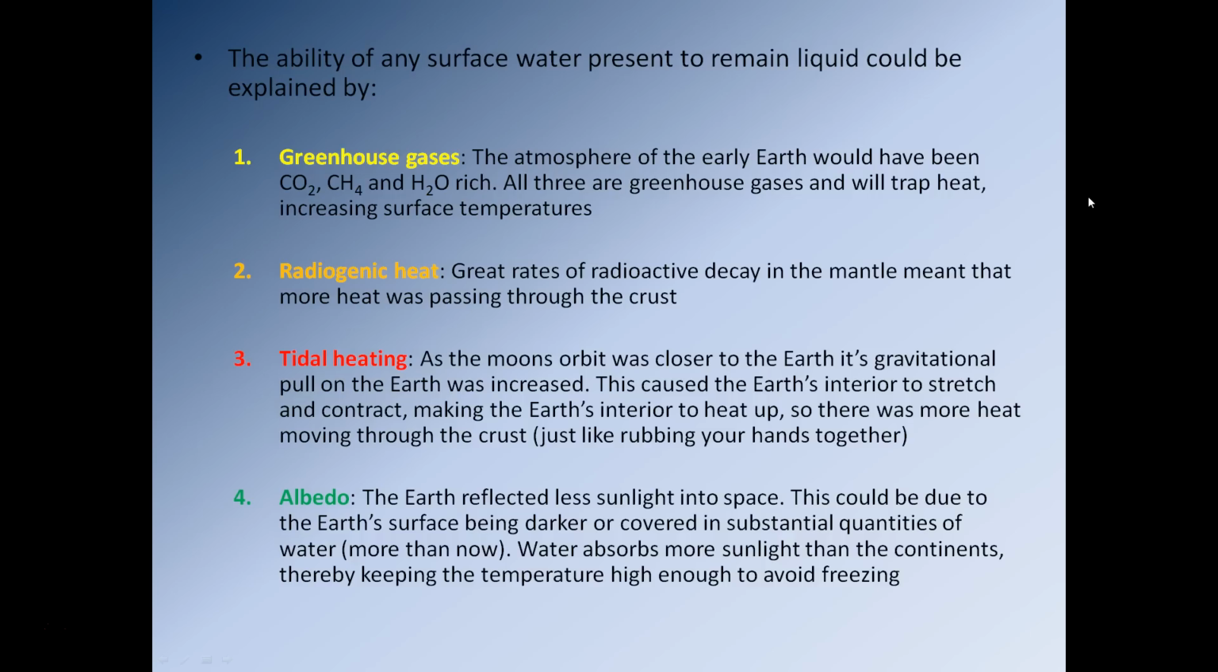We also have the possibility of tidal heating. Tidal heating is the result of the gravitational pull between two bodies. In our case, it's going to be between the Earth and the Moon. Now, during this very early period, the Moon would actually have been a lot closer to the Earth. It's been drifting away from us very, very slowly. So this means that the Moon's gravity would have been a lot stronger. So essentially the Moon would constantly have been tugging, pulling the mass of the Earth towards it.